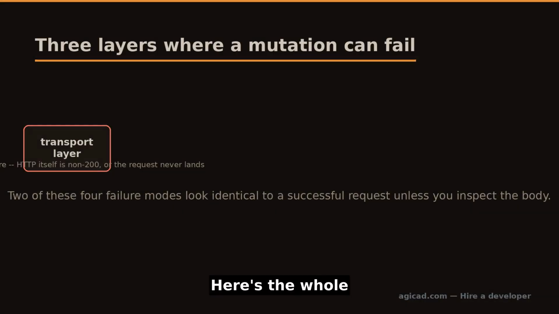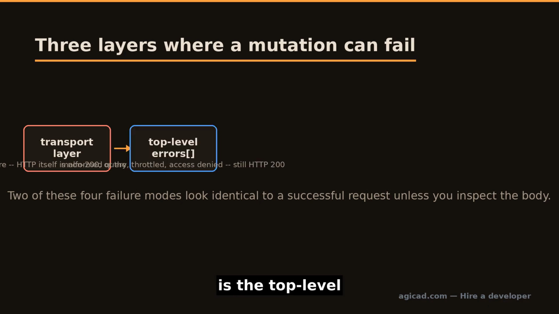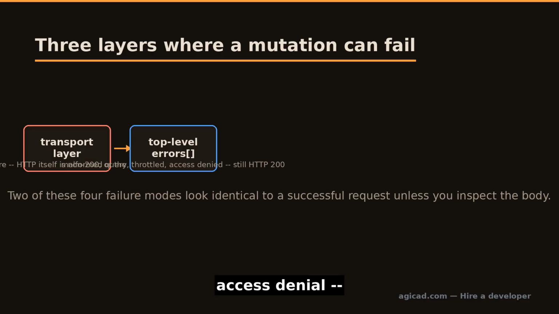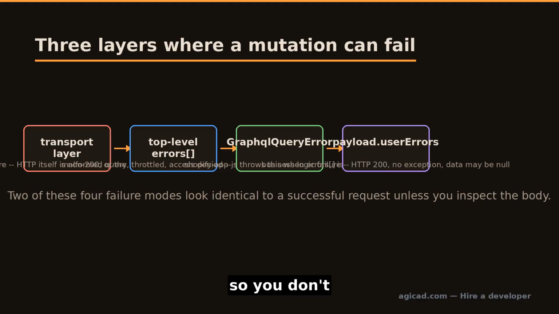Here's the whole failure surface on one slide. Layer 1 is the transport itself, a real network failure, or an auth problem the platform rejects before your query even runs. Layer 2 is the top-level errors array: malformed queries, throttling, access denial, and Shopify still answers with HTTP 200. Layer 3 is what the official Shopify app.js client does with that. When the response body carries an errors array, its request method throws a real exception, GraphqlQueryError, so you don't have to remember to check for it by hand.